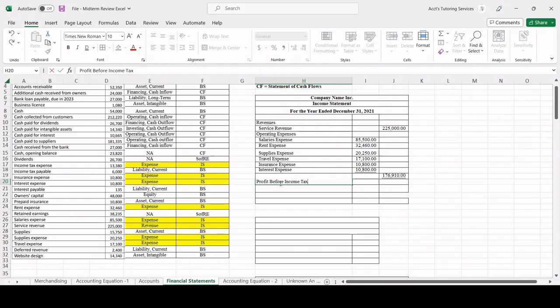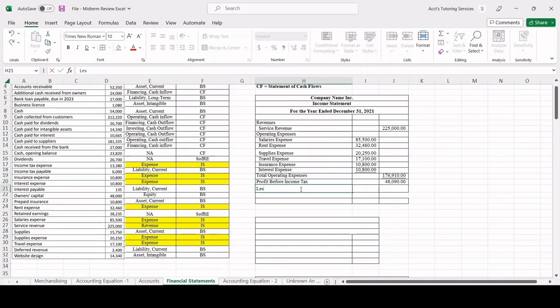Or profit before income tax. Yeah, exactly. So this number is going to be simply put the 225,000 minus the 176,910. So 225,000 minus 176,910 to arrive at 48,090. So this minus this is this.